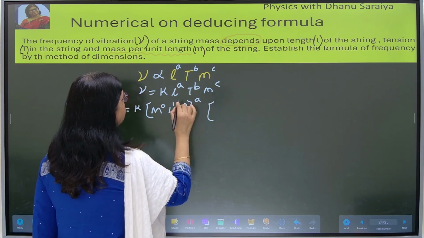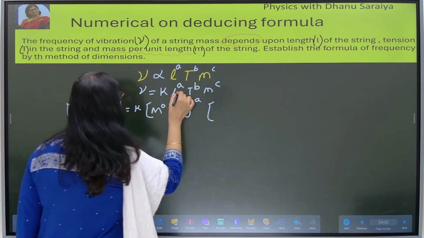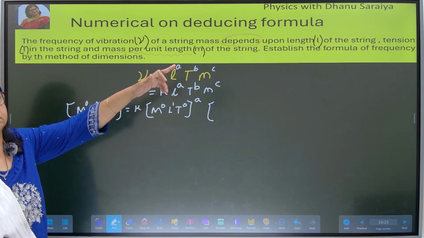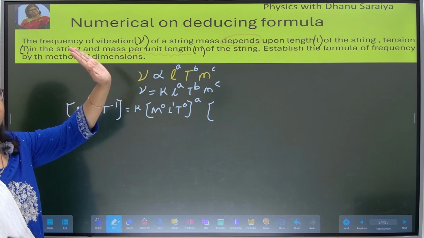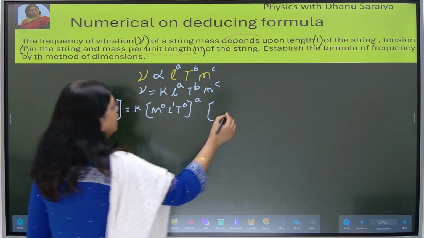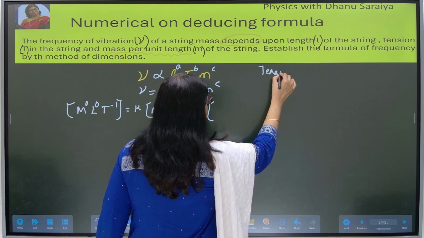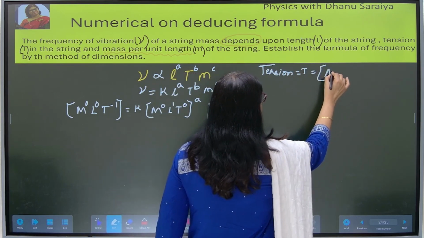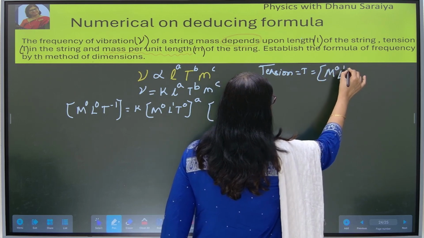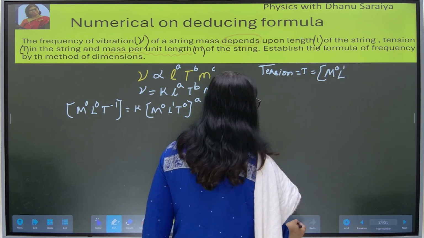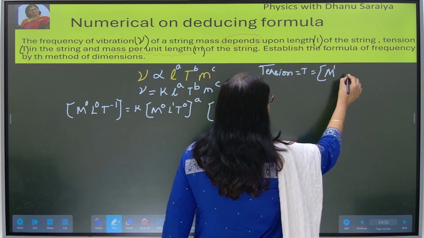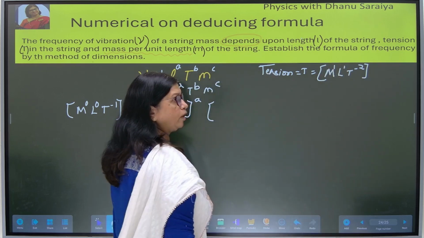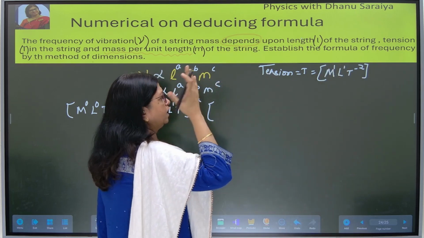Dimension formula of T. Now here also be careful that this T is not time. This T is tension. What is the formula of tension? Just like force. Understood? So tension is T, which is having the dimension formula of force: M raised to 1, L raised to 1, T raised to minus 2. It's the dimensional formula of force, mass into acceleration. That way also you can remember.